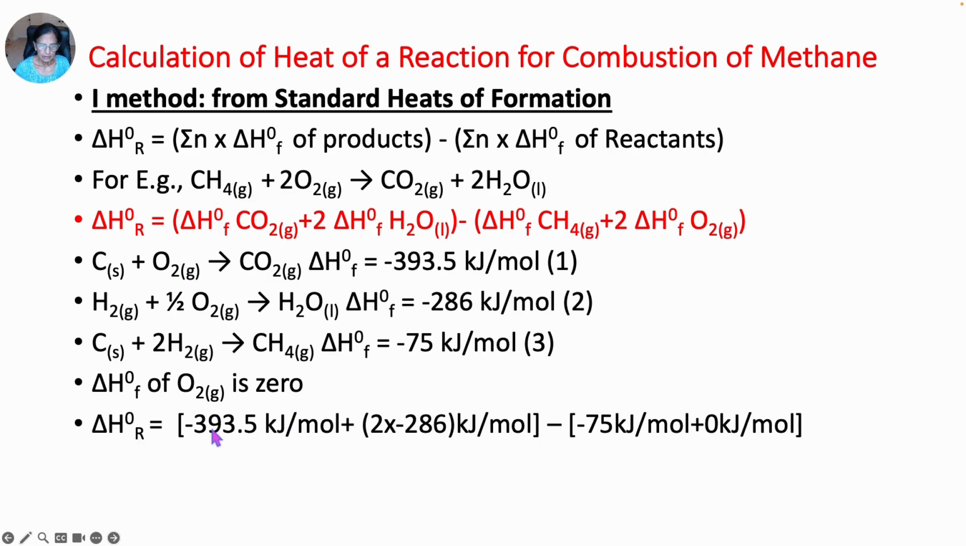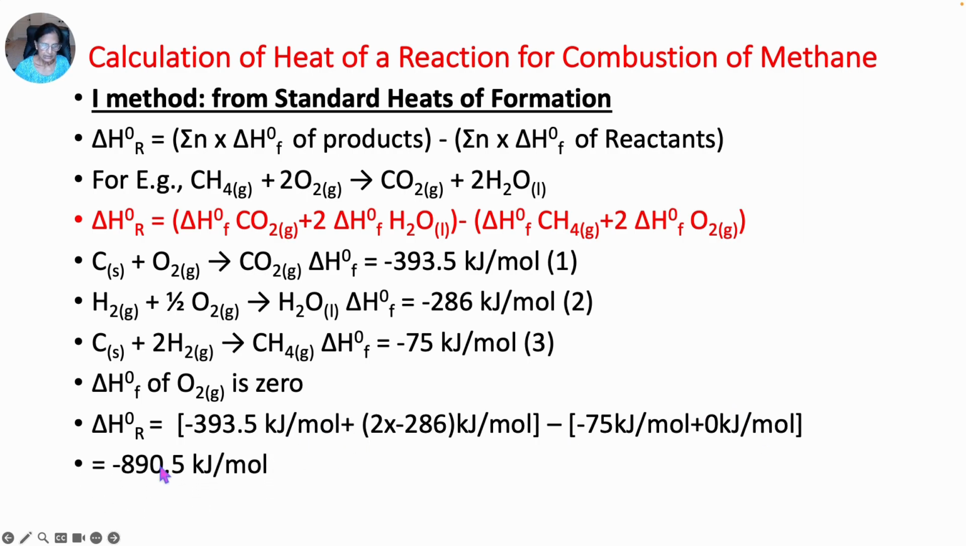So we have to first write the delta H values for products. The first product is carbon dioxide, and carbon dioxide heat of formation is minus 393.5 kilojoules per mole, plus 2 water liquid. Water liquid is given by the second equation, so plus 2 into minus 286 kilojoules per mole. So the products are over. Now minus reactants. Methane gas formation is equal to minus 75 kilojoules per mole, plus here we have 2 oxygen molecules, and the delta H0 formation of oxygen, because it is an element, is 0, so 2 into 0 is also 0 kilojoules per mole.